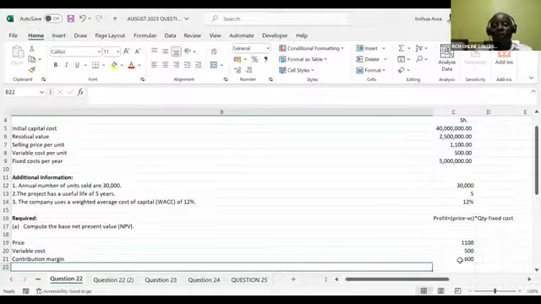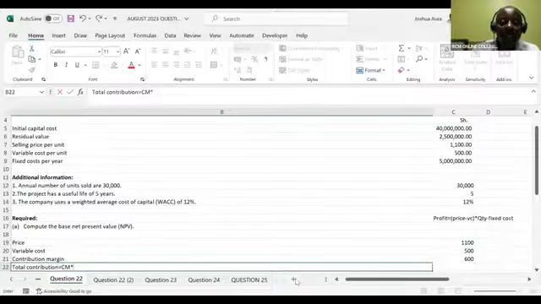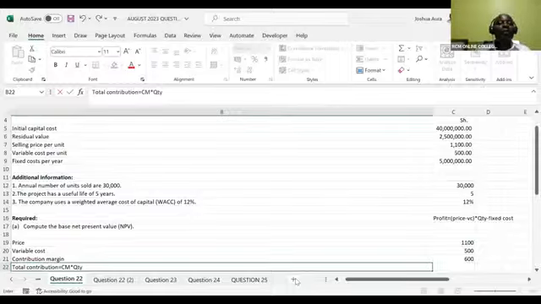Once I get contribution per unit, then of course I'm in need of total contribution. So I'll come and write here total contribution. And how do we get this total contribution? We shall take CM times quantity. Contribution margin that you have just obtained here times quantity.